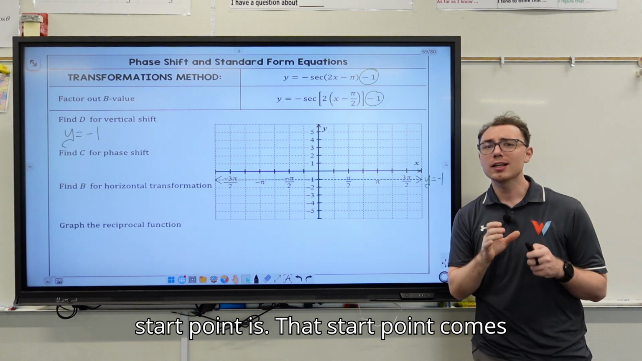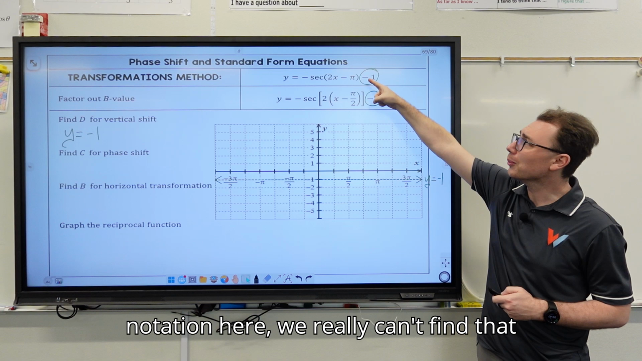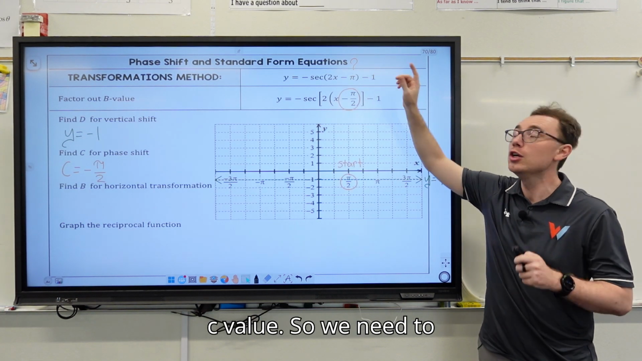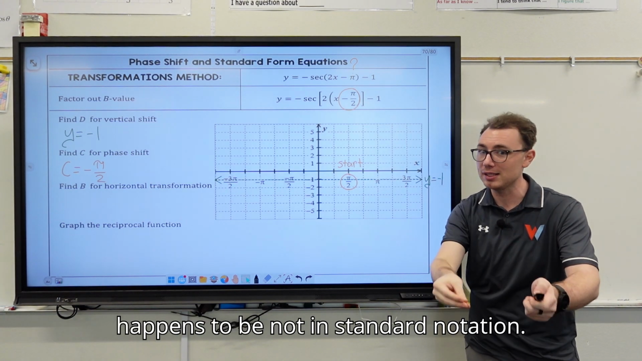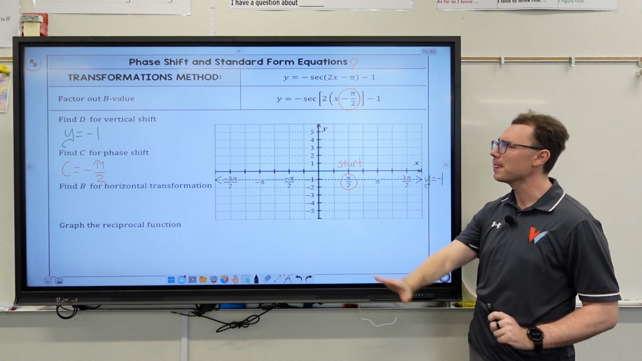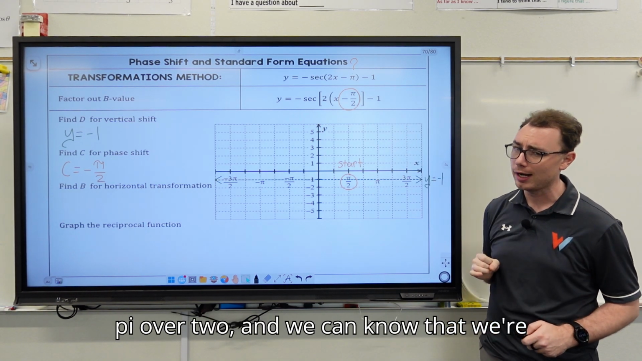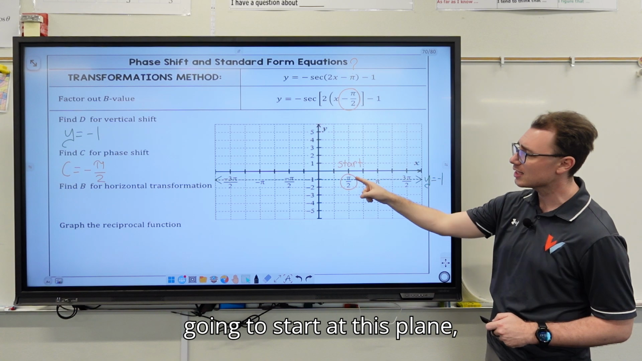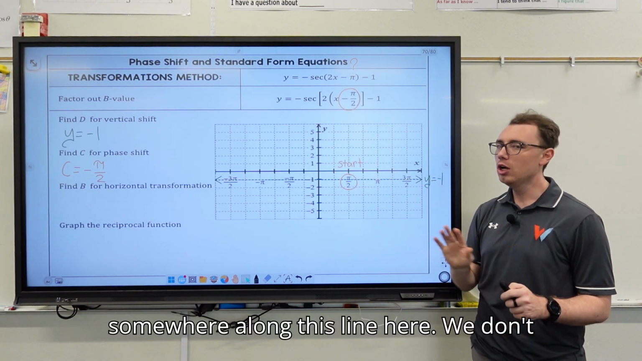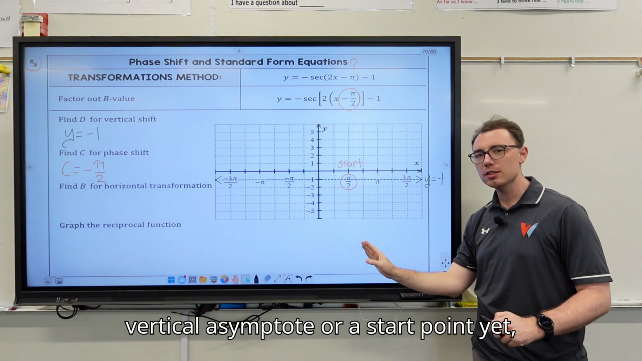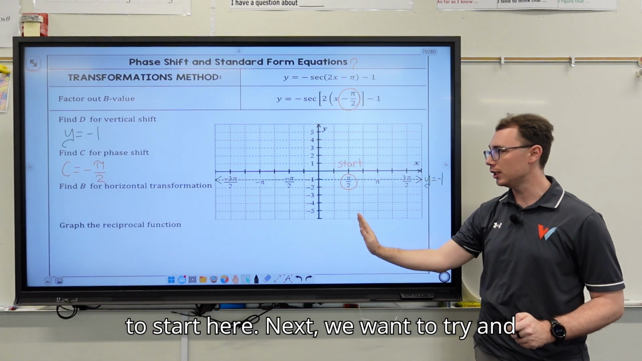That start point comes from the c value. And in this first notation here, we really can't find that c value. So we need to undistribute that coefficient if it happens to be not in standard notation. In this standard notation here, we're able to find that c is yet again negative pi over 2, and we can know that we're going to start somewhere along this line here. We don't necessarily know if it's going to be a vertical asymptote or a start point yet, but we know our first key point is going to start here.